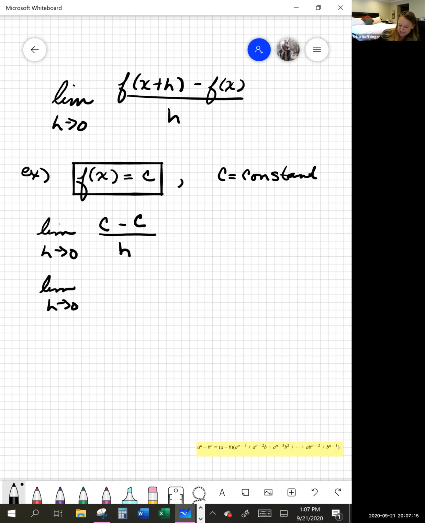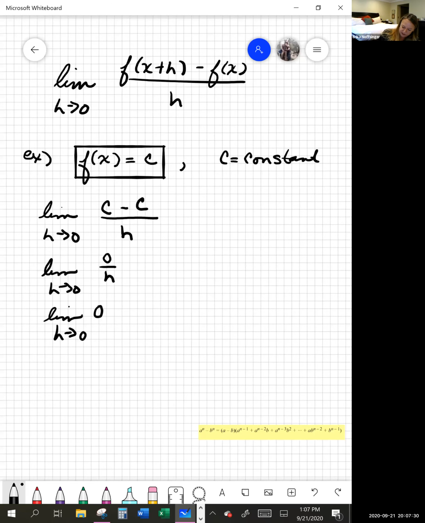Well, c minus c is 0 all over h. Well, 0 over a number other than 0 is 0. And so we're really basically looking at the limit as h goes to 0 of 0, which is equal to 0.